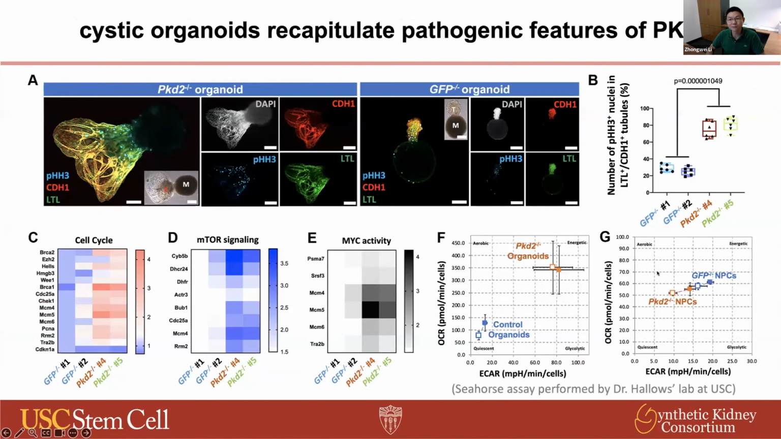We characterized those cystic organoids in terms of PKD features and found that those cystic lining cells are expressing much higher phosphorylated histone H3 signal, suggesting that more proliferative cells are present. And consistently, cell cycle relevant genes, mTOR signaling genes, and MYC activity were dramatically elevated in those cystic organoids. And even the metabolic reprogramming described in PKD in vivo is partially recapitulated in the organoid system.